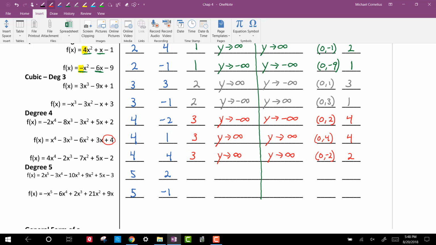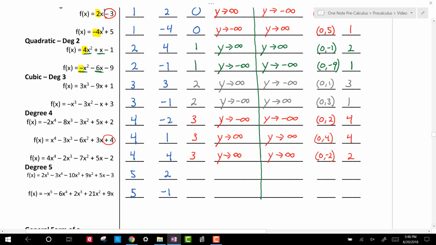All right? Next one. 5th degree. This guy had 4 turns. The right side, as x got really big, y went up. The left side, as x went to negative infinity, the left side of this graph went down, so y went to negative infinity. We have a y-intercept at 0, -3, and this graph had a total of 5 x-intercepts. That's a lot.